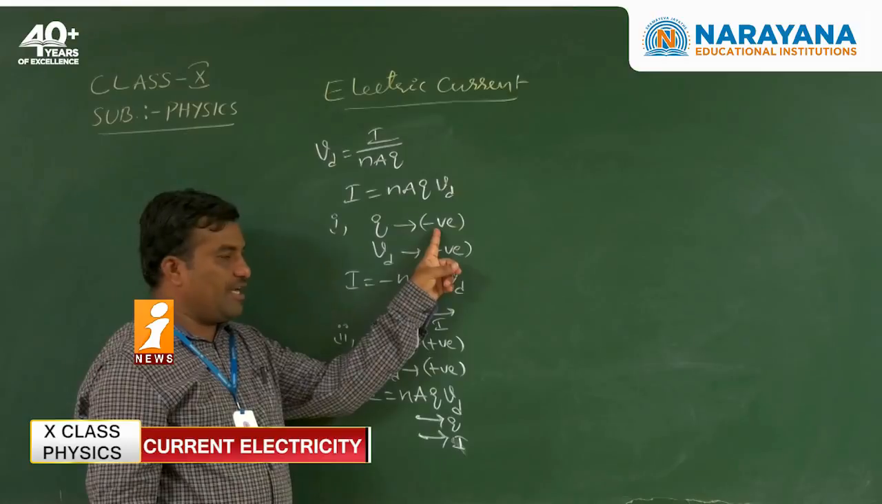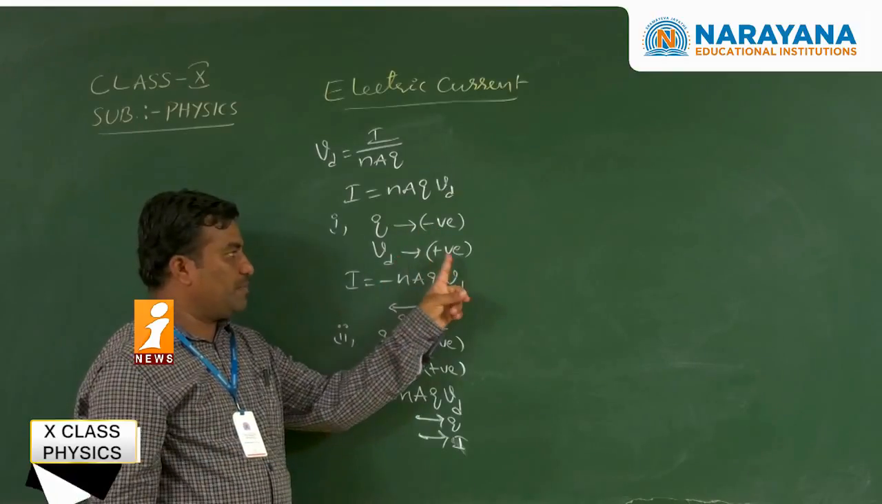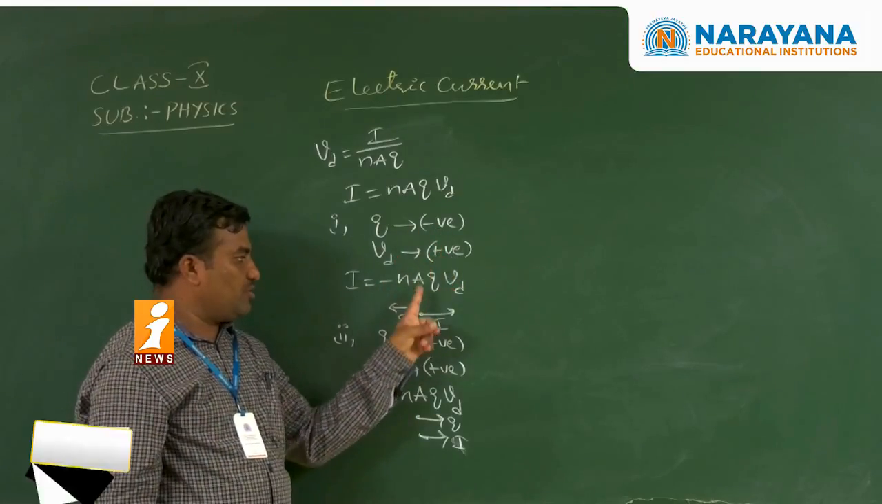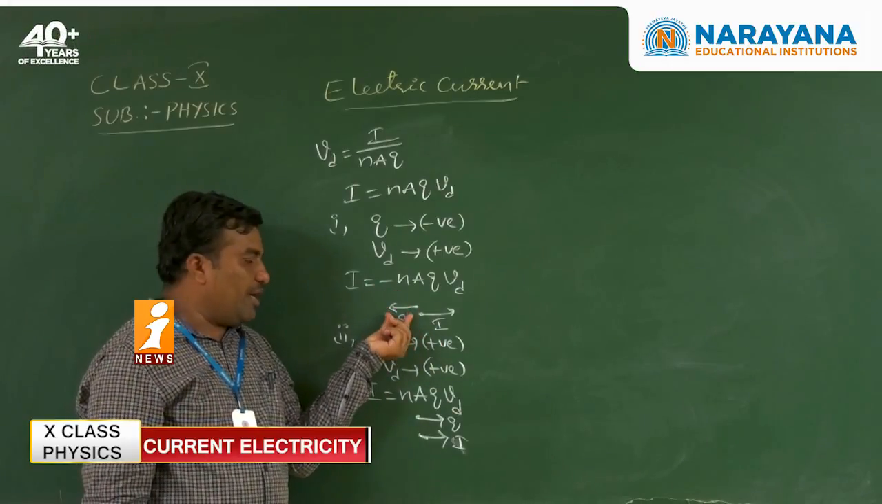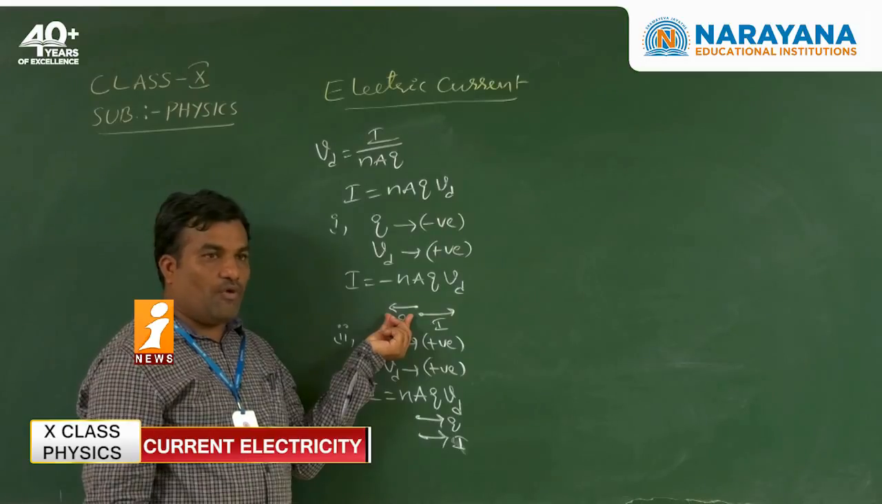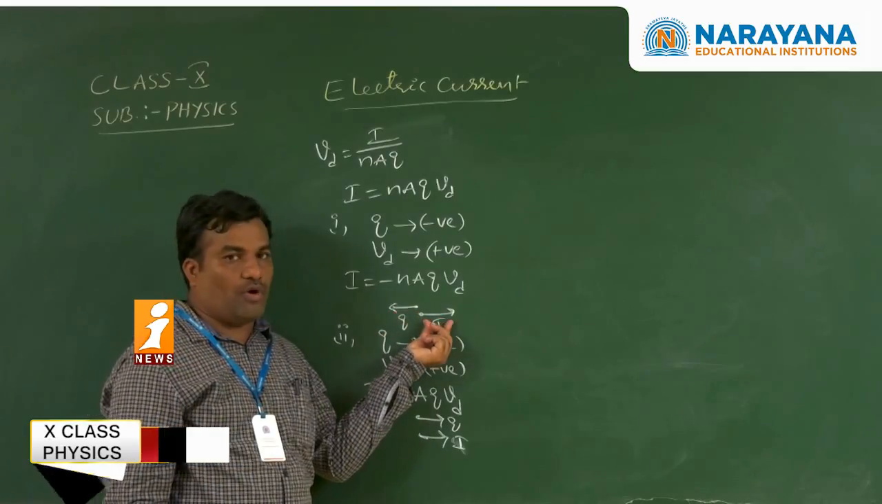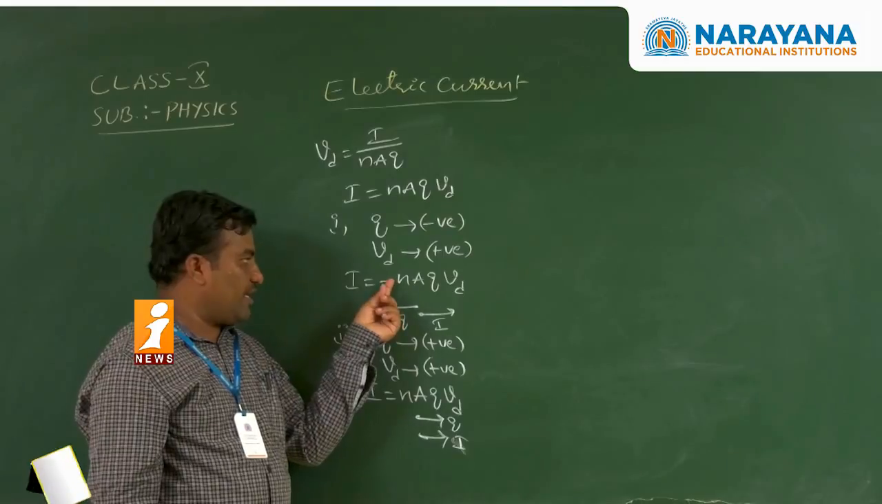Suppose the charge is negative and the drift speed is in the positive direction. The product of these two gives a negative current. Negative current means the negative charge is moving opposite to the direction of current flow. So that's why we are getting negative.